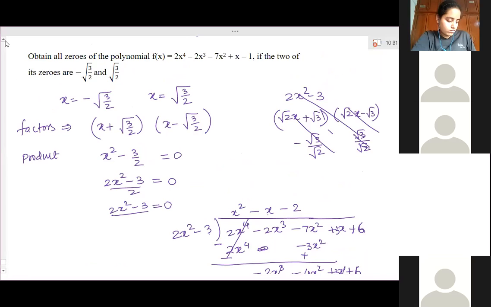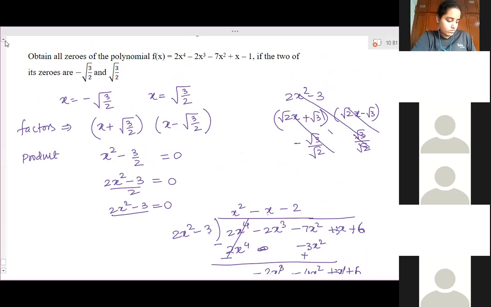Ma'am, 68, 16 and 70 are homework, no, ma'am? Yeah, homework. Ma'am, can you just tell us x square minus x minus 2, what middle term did you split? 2 into 1. Okay, 2 into 1.